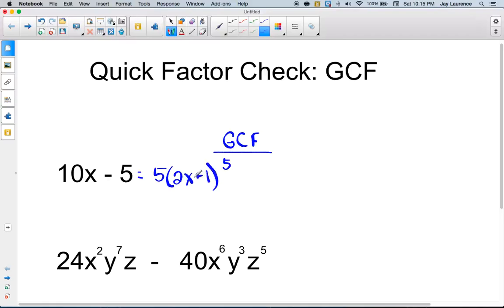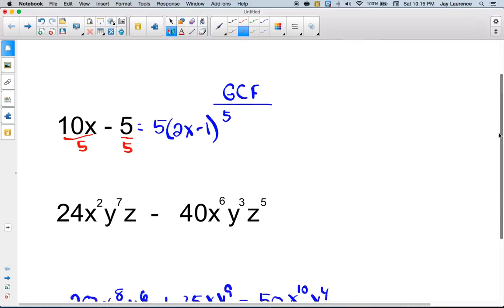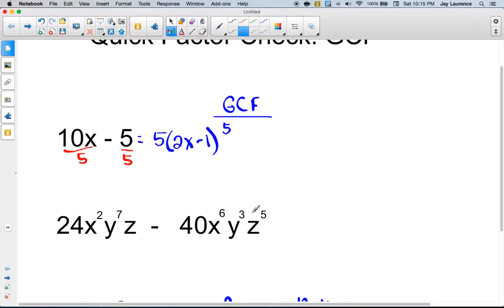Now, if this looks like a problem to distribute, when I pulled that 5 out, I must have been using division, because distribution uses multiplication. I'm going the other direction in the order of operations. So I would have divided this by 5 and got 2x, and I would have divided the 5 by 5 and got 1. So it's 2x minus 1. Now the 5 comes out front. Okay? There you go.